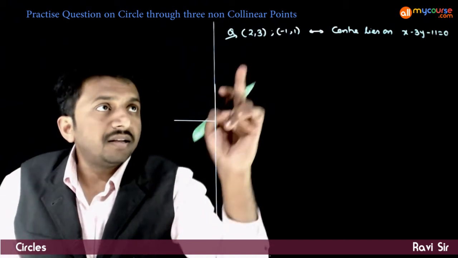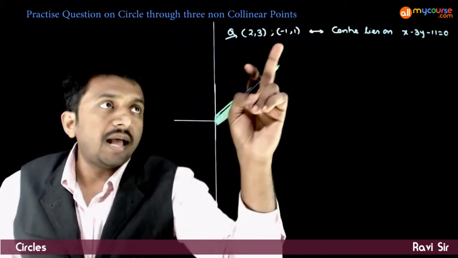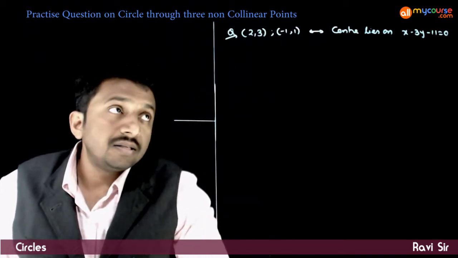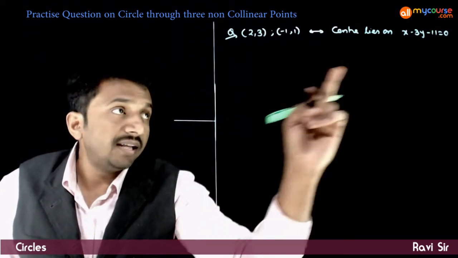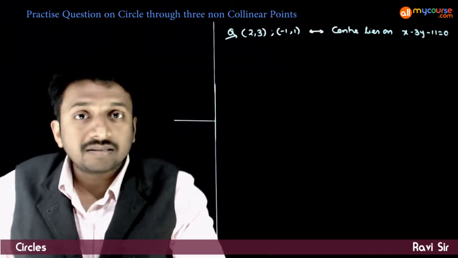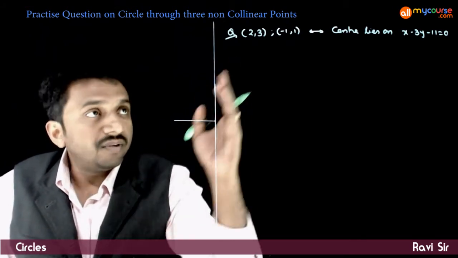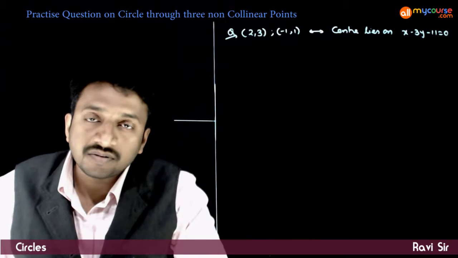In this question, you're given that you have a circle which passes through (2, 3) and (-1, 1), such that the center of the circle lies on the line x - 3y - 11 = 0. You're asked to find a circle which satisfies the following conditions.